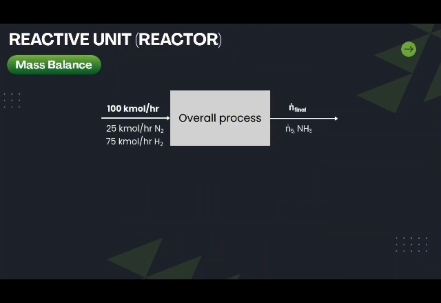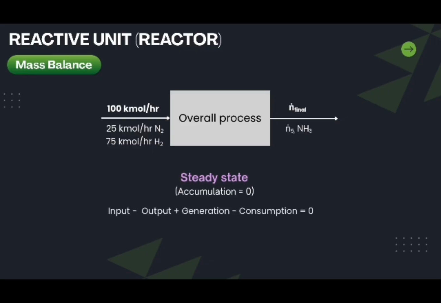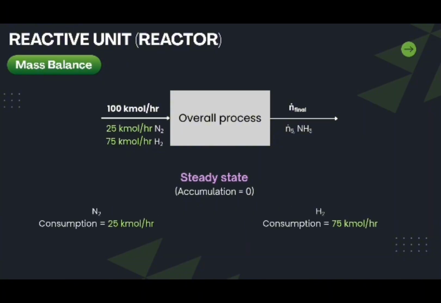Because the overall process operates at steady state with zero overall accumulation, this means that in the overall mass balance, where the input of the reactant is this and the output is 0, the reactor's net consumption must be equal to the specific feed input. Based on this, exactly 25 kmol per hour of nitrogen and 75 kmol per hour of hydrogen are consumed in the single-pass reaction.